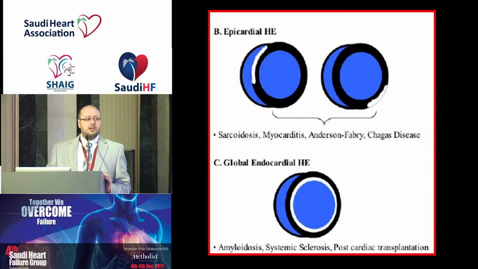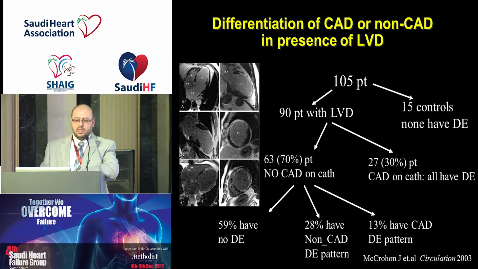In non-ischemic cardiomyopathy or presumed non-ischemic cardiomyopathy, you can still see ischemic MRI delayed enhancement patterns. This is a study that brought 90 patients with left ventricular dysfunction and 15 controls. The 90 left ventricular dysfunction patients all went for cath. And they found that 70% of them had no disease on cath. So these are what we presume are non-ischemic cardiomyopathy patients.